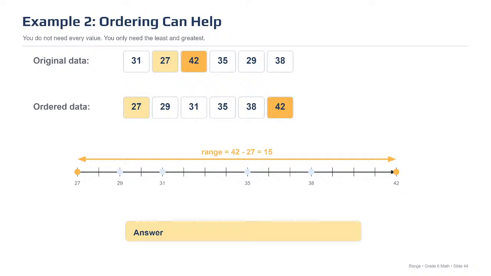Example 2, ordering can help you not need every value. You only need the least and greatest. Like the original data, it's 27, 42. Ordered data is the same thing, but ordering makes it easier, and you don't really need the rest of the values. You just need the highest and lowest. You can also use a graph: 42 minus 27 is 15. So highest minus lowest, maximum minus minimum, equals the range, which is 15.